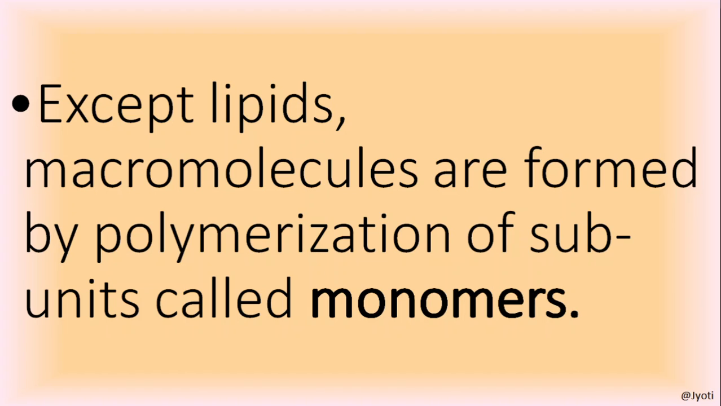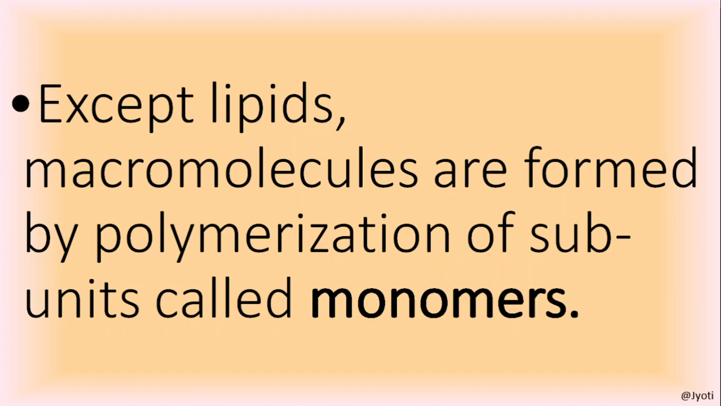Except lipids, macromolecules are formed by polymerization of subunits called monomers. So, what is a polymer? You have studied that in class 8th, in the chapter on synthetic fibers. Poly means many, mer means units. So, many single units, when they are joined together to form a straight chain or a branched chain, that is called a polymer, and the process is called polymerization, and the single unit is called a monomer.